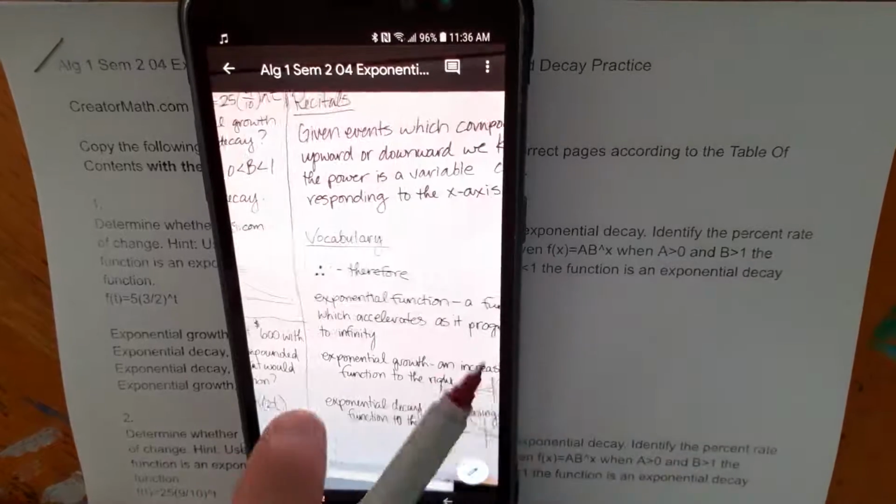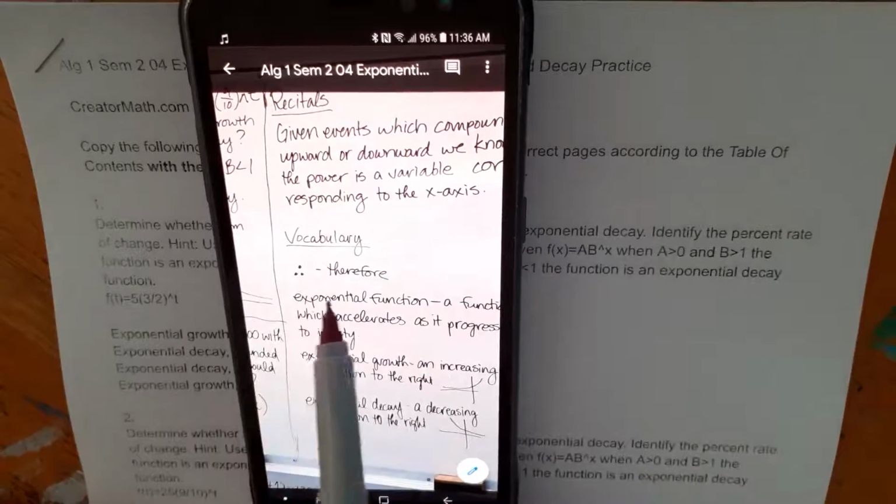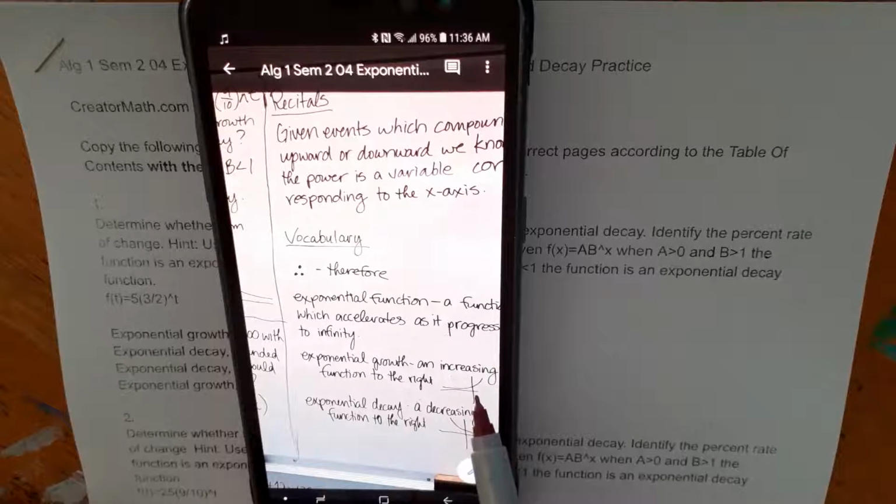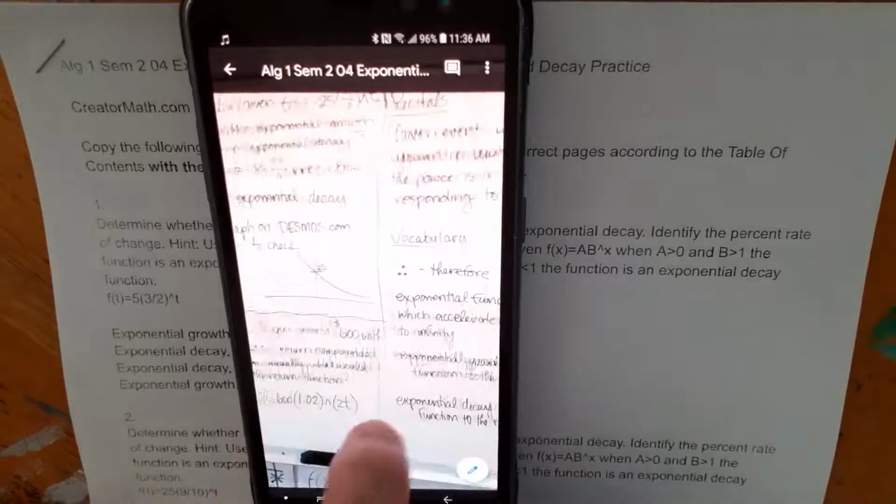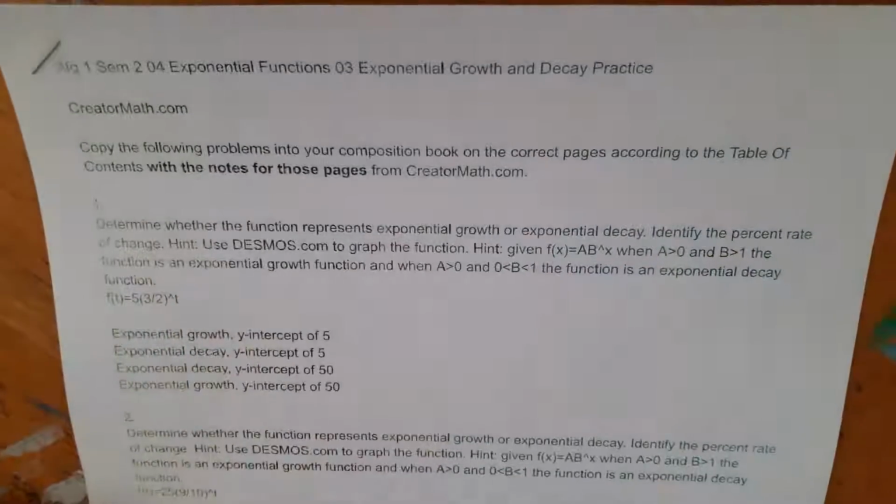So let's go ahead. Here's vocabulary that goes in your comp book. 3 dots means therefore. Here are the exponential growth and the exponential decay, etc. Okay, let's take a look at the problem set and see if we can work through a few.